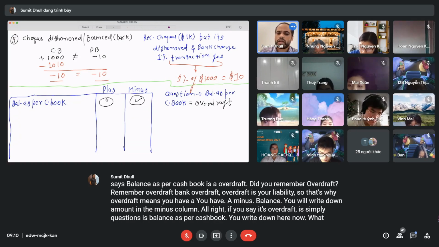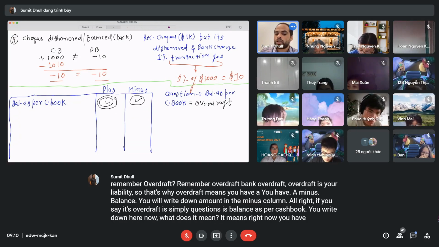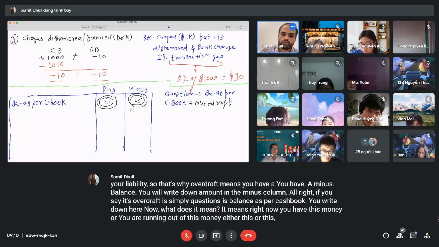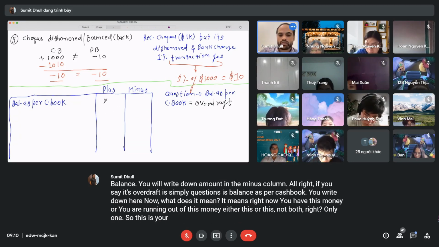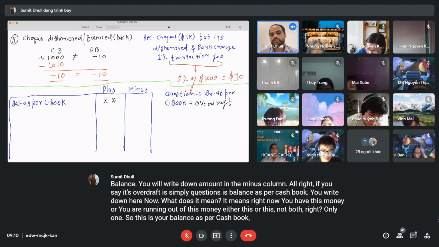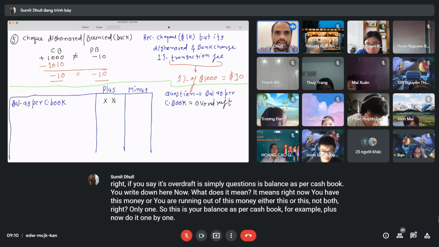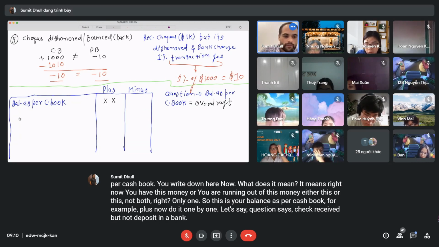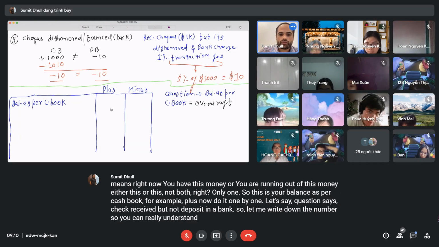Now, what does it mean? It means right now you have this money, or you are running out of this money, either this or this, not both, right? Only one. So this is your balance as per cash book, for example, plus. Now, do it one by one. Let's say the question says check received, but not deposited in the bank. So let me write down the numbers so you can really understand. For example, here is $1,000 balance as per cash book.